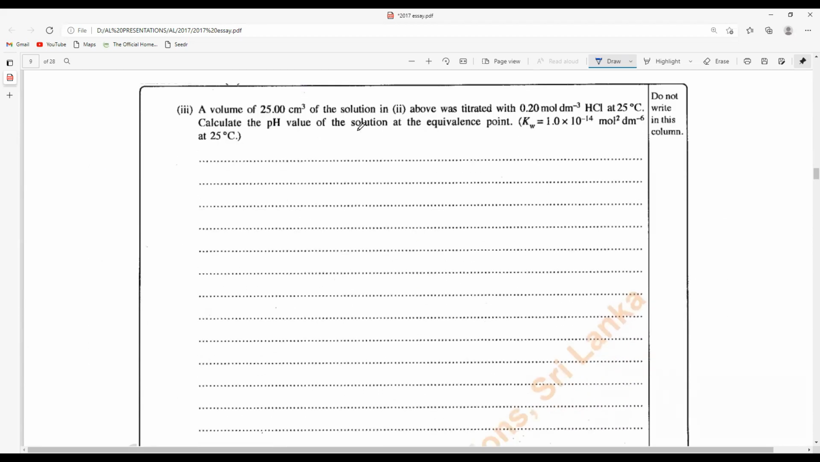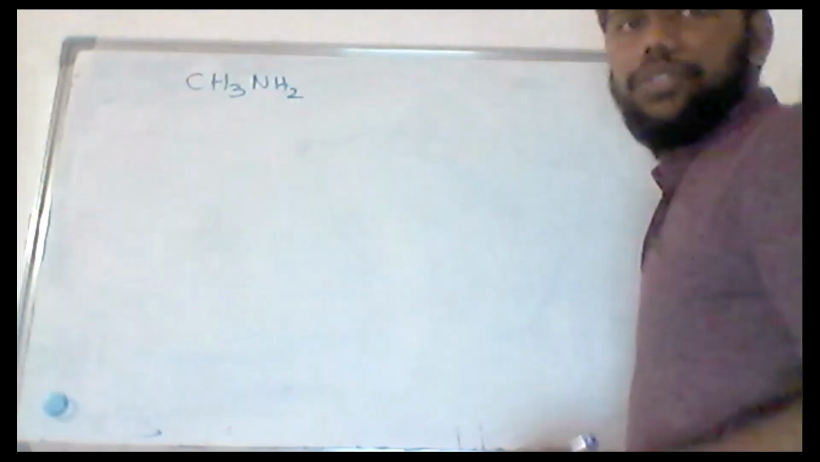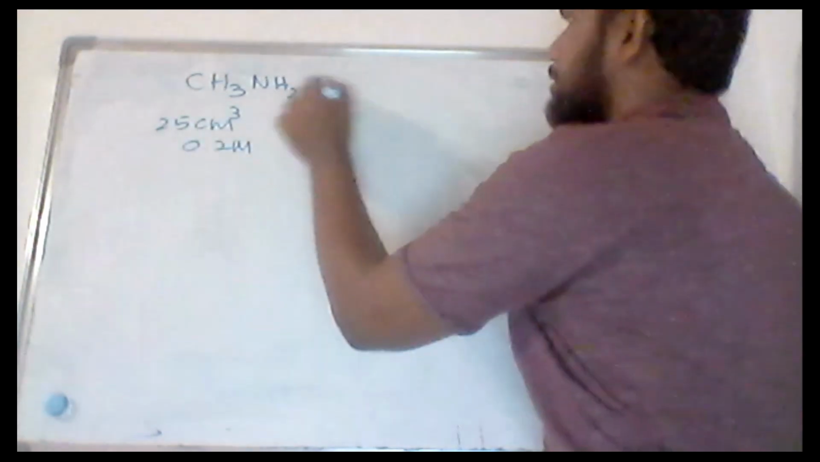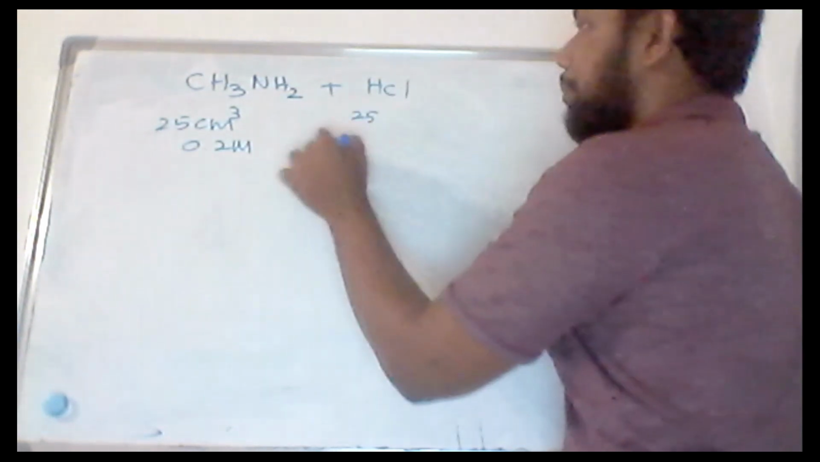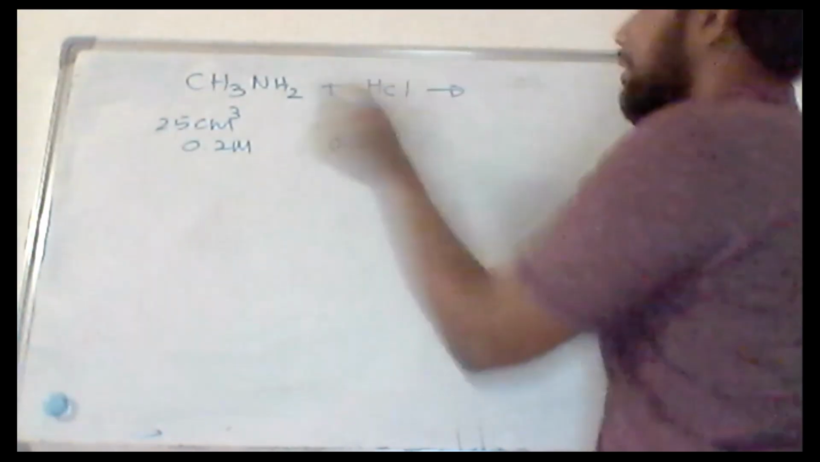Right, a volume of 25 cubic centimeter of the solution above was titrated with 0.2 M HCl at 25 degrees Celsius. Calculate the pH of the solution at the equivalence point. Here I will use the board to explain because it would be easy for me to guide you through the question. So we have methylamine, CH3NH2 aqueous solution, 25 cubic centimeter, and the concentration is given, 0.2 M, and this is reacted with 25 cubic centimeter of 0.2 M HCl. You can see the stoichiometry between these two is the same. So what is going to be formed here?